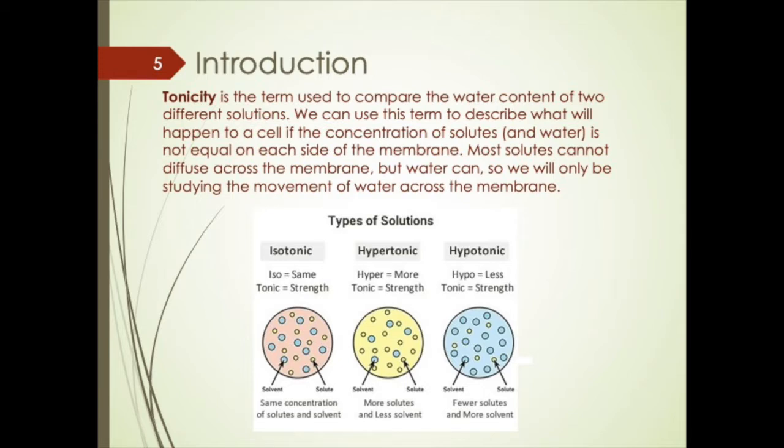Tonicity is the term used to compare the water content of two different solutions. We can use this term to describe what will happen to a cell if the concentration of the solutes is not equal on each side of the membrane. So you have the outside of the membrane and the inside of the membrane. Most of the time you can't control what's inside the membrane, but you can control what's outside of the membrane. Most solutes cannot diffuse across the membrane because they're too big. But you can control what happens to the water that can go inside the membrane. So we can only study the movement of water across that membrane.